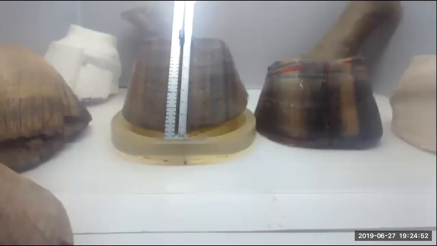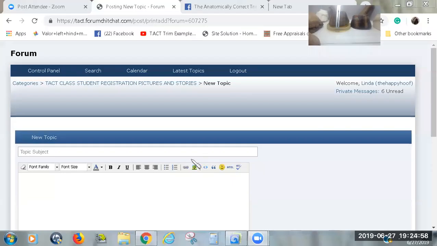And I'm going to show people how to do this on the record. Share. Okay, so this is June 27th, 2019, Thursday's Hoof Chat. And what I'm going to show right here is how to upload your pictures.